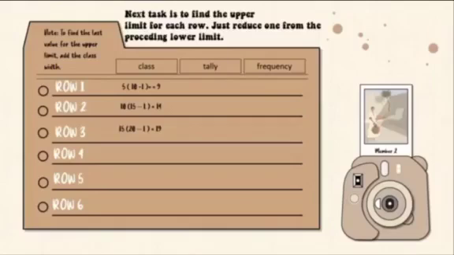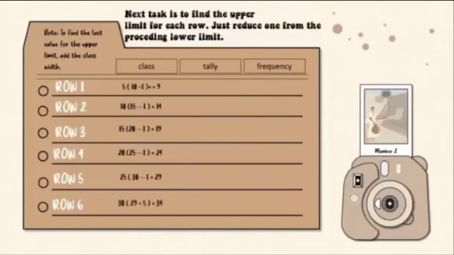Row 3, the succeeding lower limit is 20. So 20 minus 1 is equal to 19. So 19 is our upper limit in row 3. In row 4, the succeeding lower limit is 25. So 25 minus 1 is equal to 24. So 24 is our upper limit in row 4. Row 5, the succeeding lower limit is 30. So 30 minus 1 is equal to 29. So 29 is our upper limit in row 5.